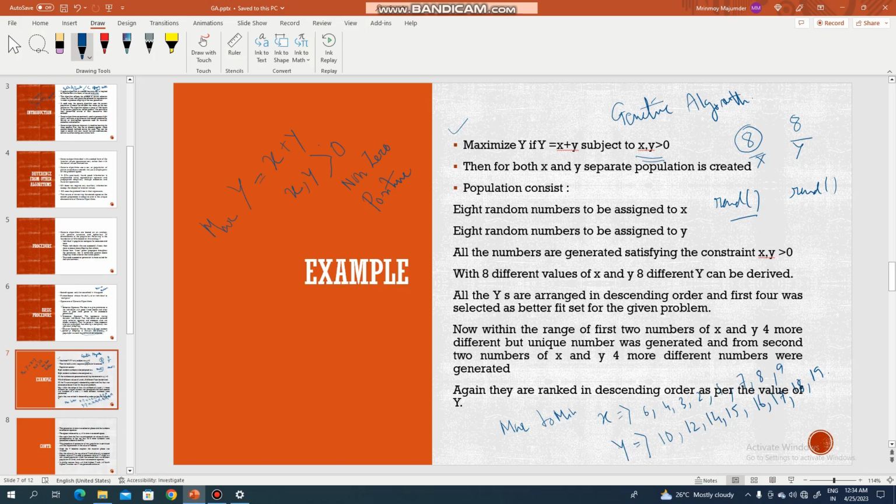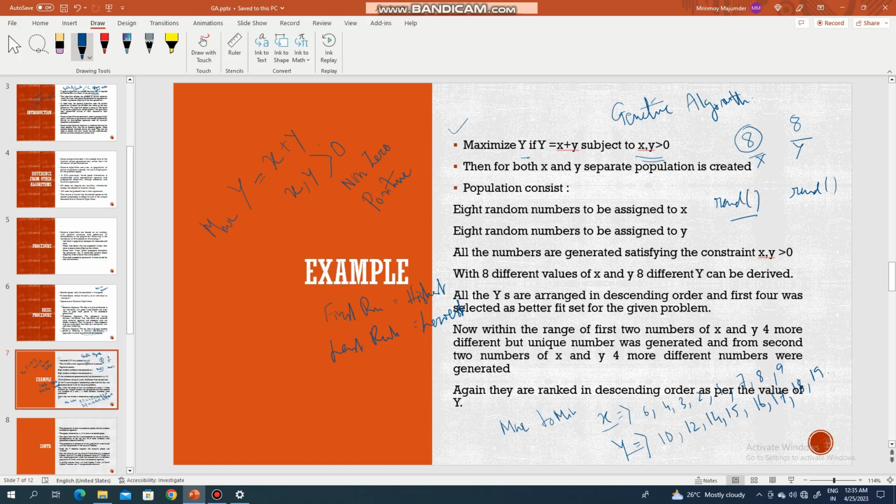Now, after generating these 8 numbers for x and 8 numbers for y, they are arranged in descending order. That means highest to lowest. Now, why have we arranged this in descending order? Because the objective is to maximize y. So if both x and y are large, y will also be large. So the highest value in magnitude is arranged in the first place, and the first rank is assigned to the highest number, and the last rank is assigned to the lowest number.